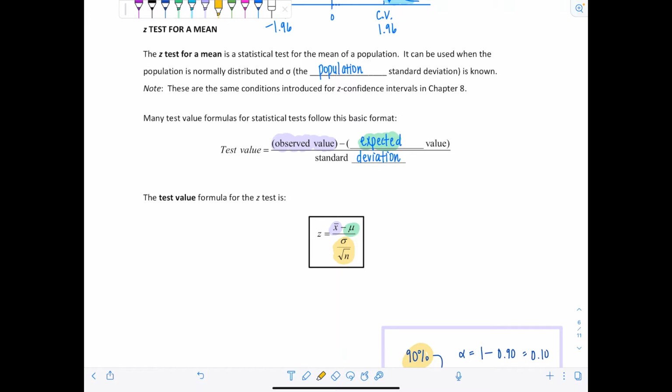Okay, you can memorize this if you want, put it on your note card. We're going to use the formula when we do the hypothesis test by hand to get the test value. But for your exams, you're going to be using StatCrunch, so you don't have to commit this to memory unless you want.